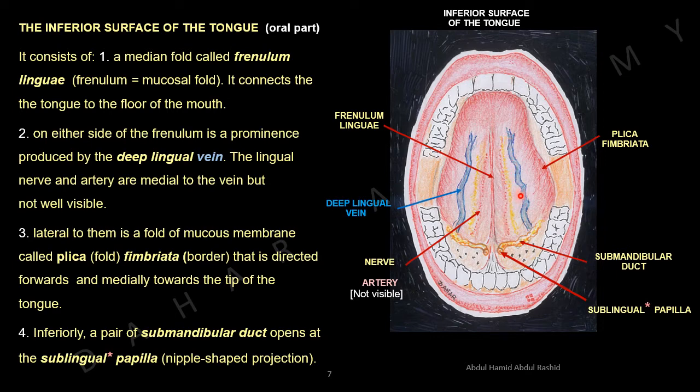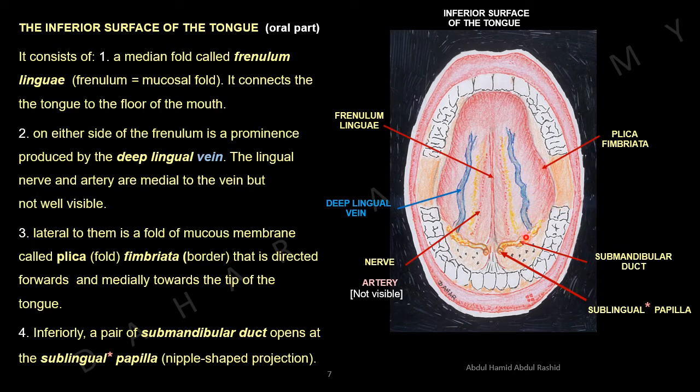Lateral to the deep lingual vein, we have a fold of mucous membrane called plica fimbriata. Plica means fold, fimbriata means a border that is directed forwards and medially towards the tip of the tongue. So you can see here number 1 is the frenulum linguae. Here is the lingual artery and lingual nerve, which you cannot see well, and this is the deep lingual vein. Lateral to it is the plica fimbriata.